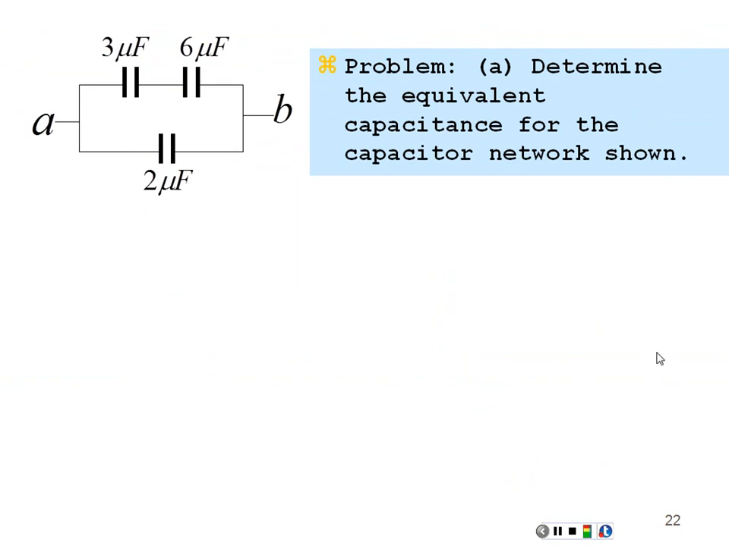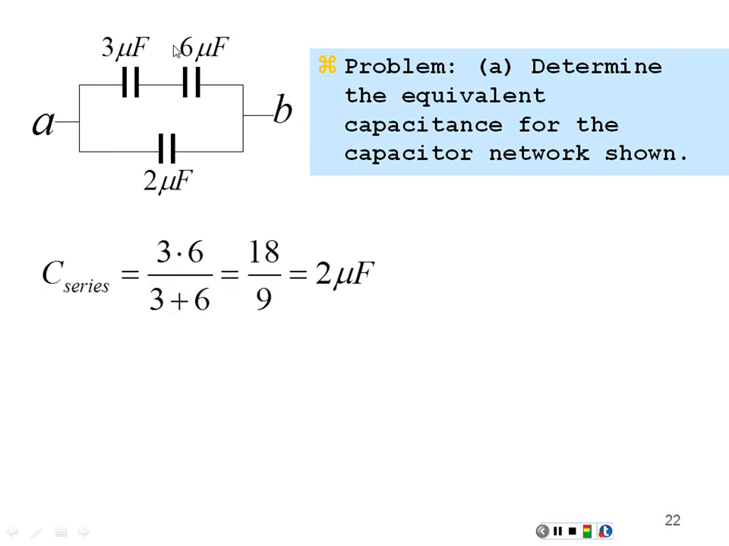Let's try it out. Here's a problem. Determine the equivalent capacitance for the network shown. We have a 3 and 6 in series on top. Nothing else that we can do. There's nothing in parallel yet, because the 2 is not in parallel. The 2 is in parallel with the whole 3-6 series combination.